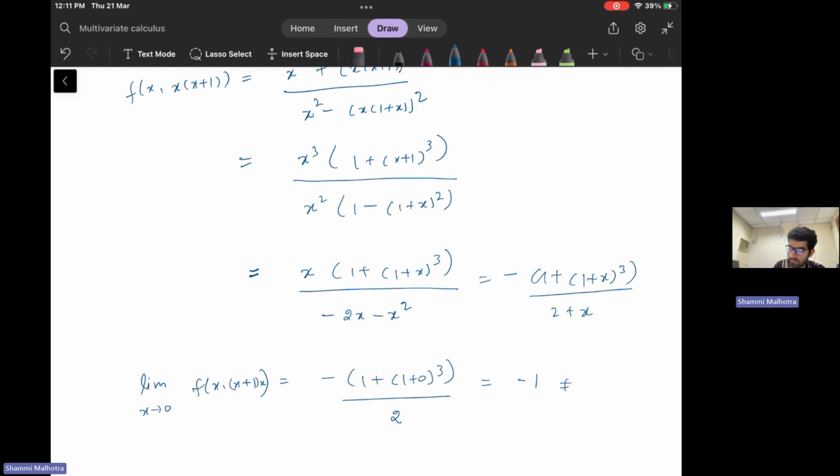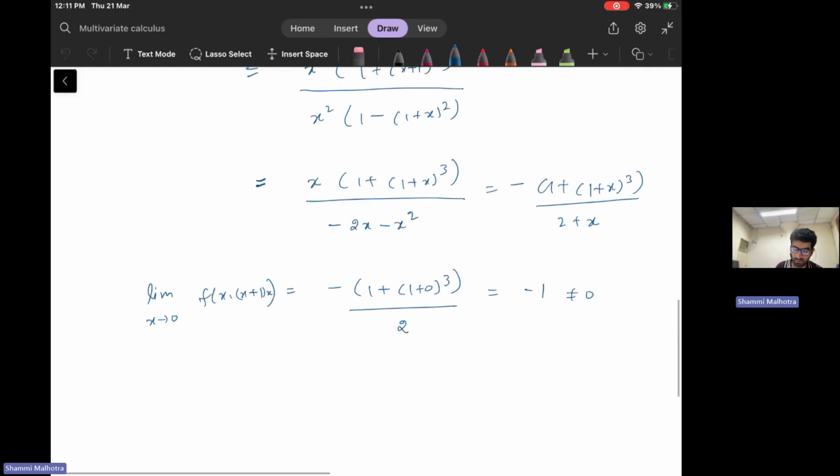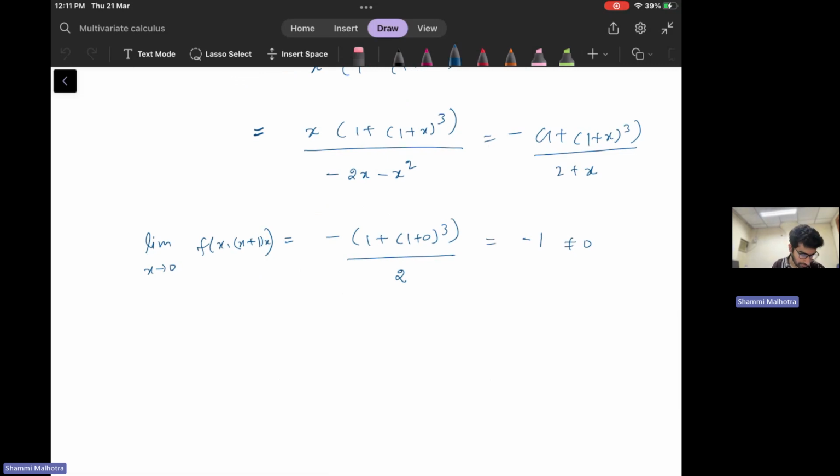And this is not coming out to be equal to 0. So this is one of the paths. I am getting a different value. So since I'm getting different values, the limit does not exist. Hence, at (0, 0), the limit of the function does not exist.